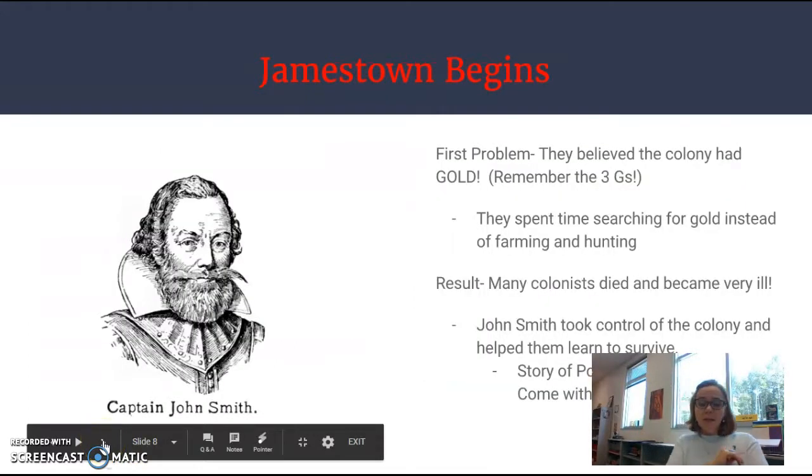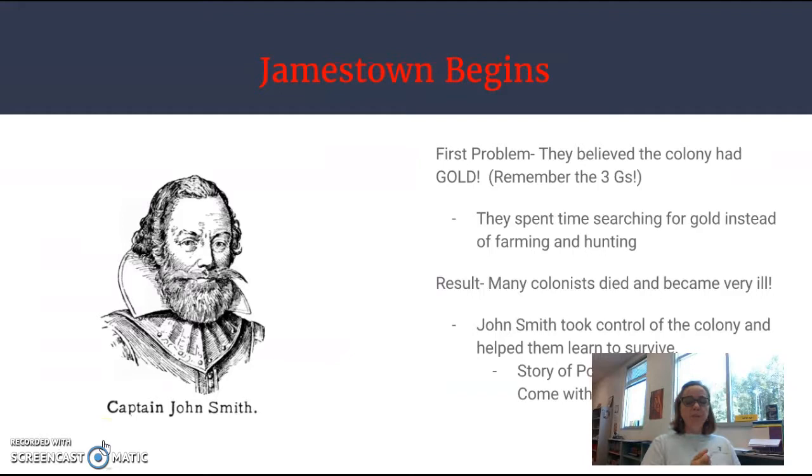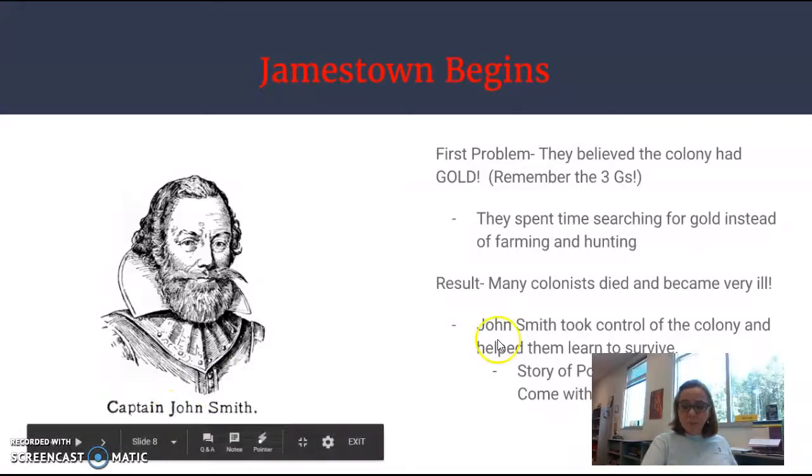Okay, so when Jamestown began, the first problem that Jamestown had was that they believed the colony had gold. Remember the three G's? That's why they're there, right? So they spent time searching for gold instead of farming and hunting. Not a good plan. Winter time came. As a result, many colonists died and many became very ill. They weren't well fed. They starved to death. They didn't have good shelter for the climate. So they ended up with a real big problem.